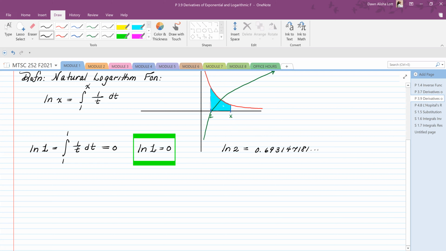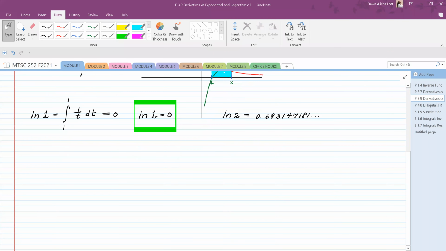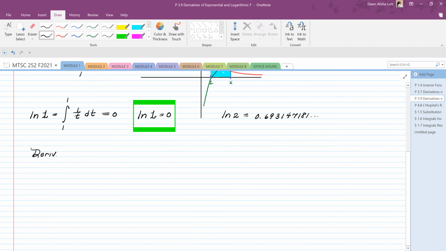So I can take the natural log of any positive number. All right, so here x has to be positive. So I can take the natural log of x as long as x is positive. All right, so now I can do that for any number. Find the logarithm as long as x is positive. All right, let's look at the derivative of this function.